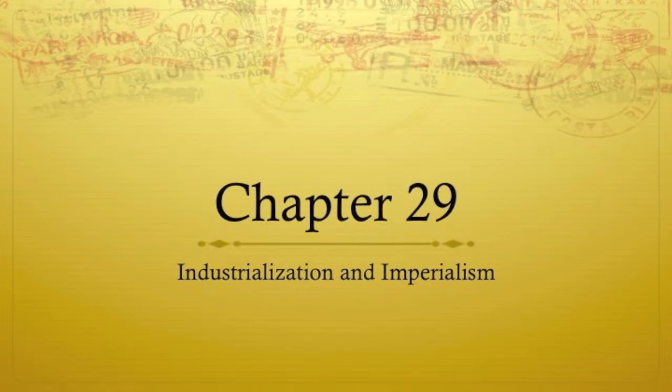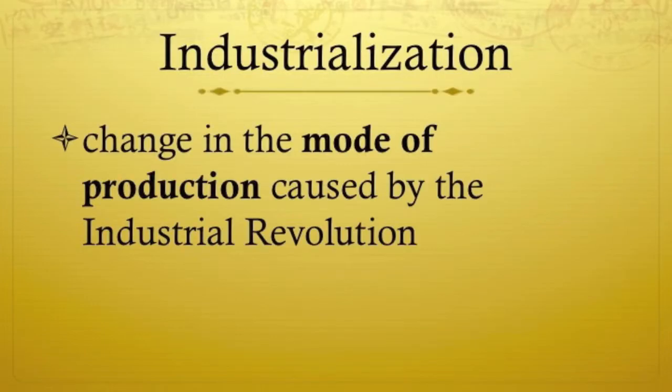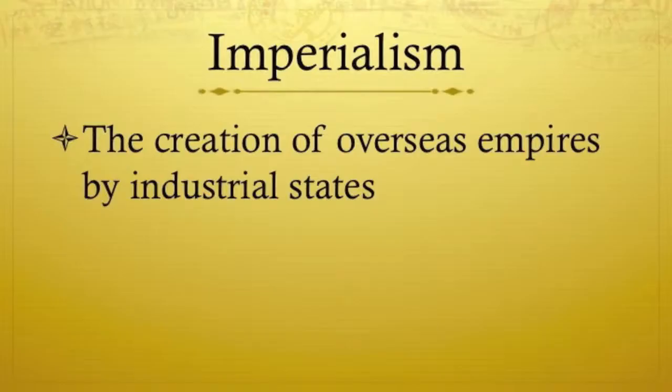Let's get moving. Chapter 29 is called Industrialization and Imperialism. First, industrialization. That's the change in the mode of production that was caused by the Industrial Revolution. This chapter outlines some of the economic and political advantages European states gained from that Industrial Revolution. You might want to find out some more about it before reading this chapter.